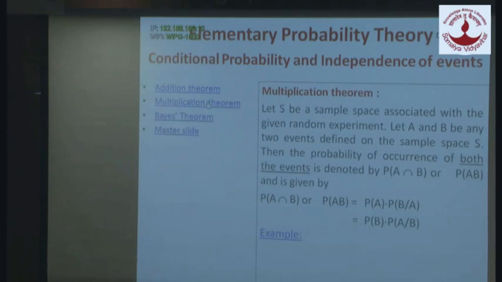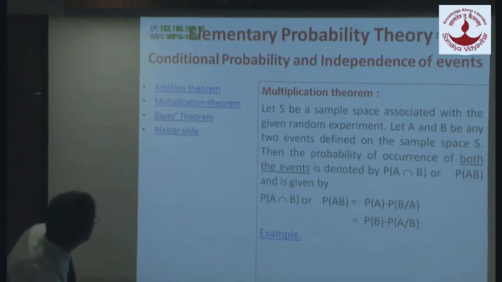Then the probability of occurrence of both the events is denoted by probability of A intersection B, or probability of AB. These are the different notations. It is given by the formula probability of A into probability of B given A, or probability of B into probability of A given B. From this result, you just adjust the term, take this term to the left hand side, and you will get probability of A intersection B.